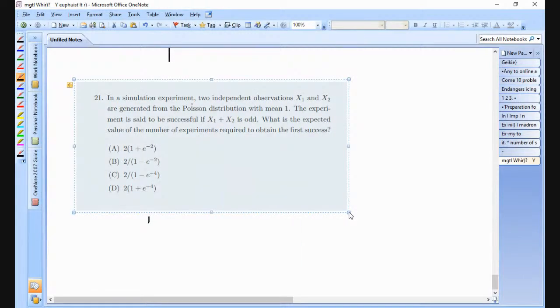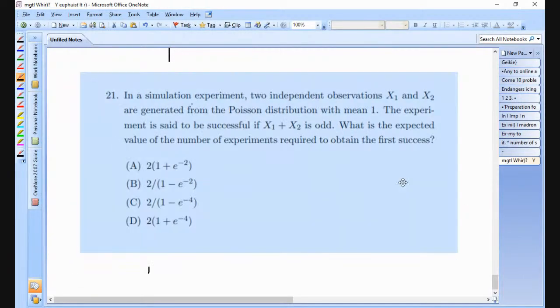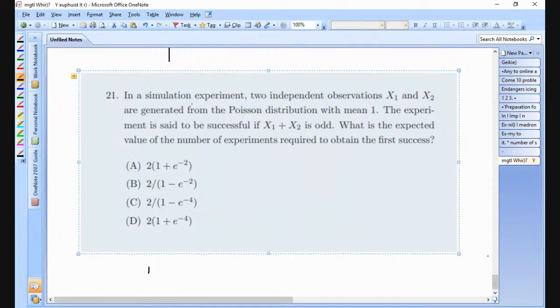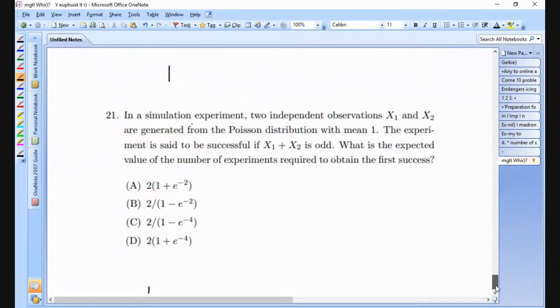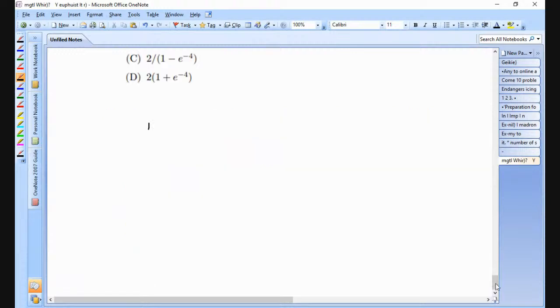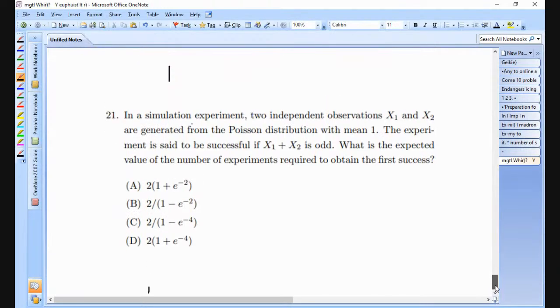Okay, let's do the 21st problem. In a simulation experiment, two independent observations x1, x2 are generated from Poisson with mean 0, 1.